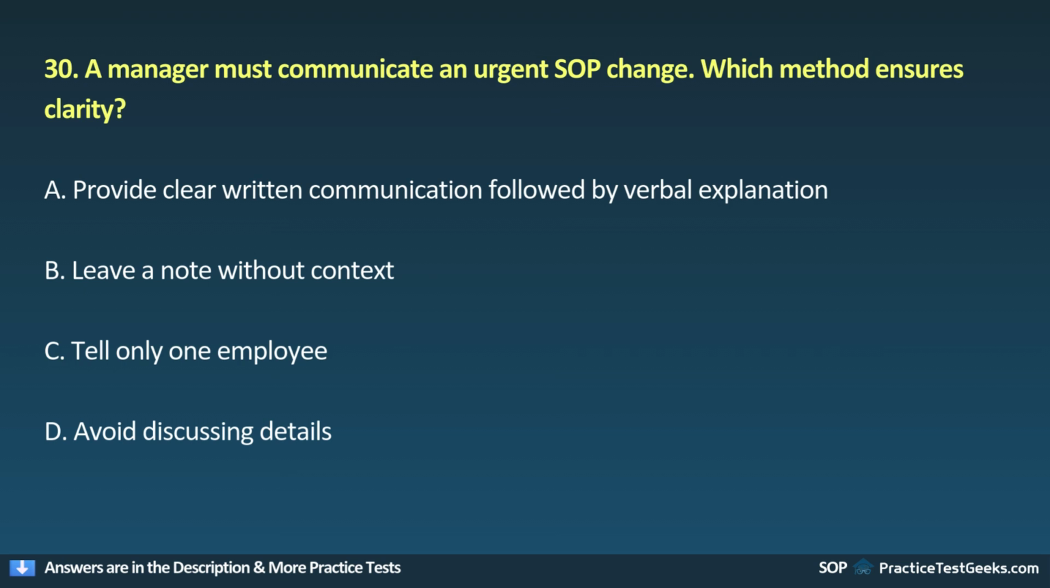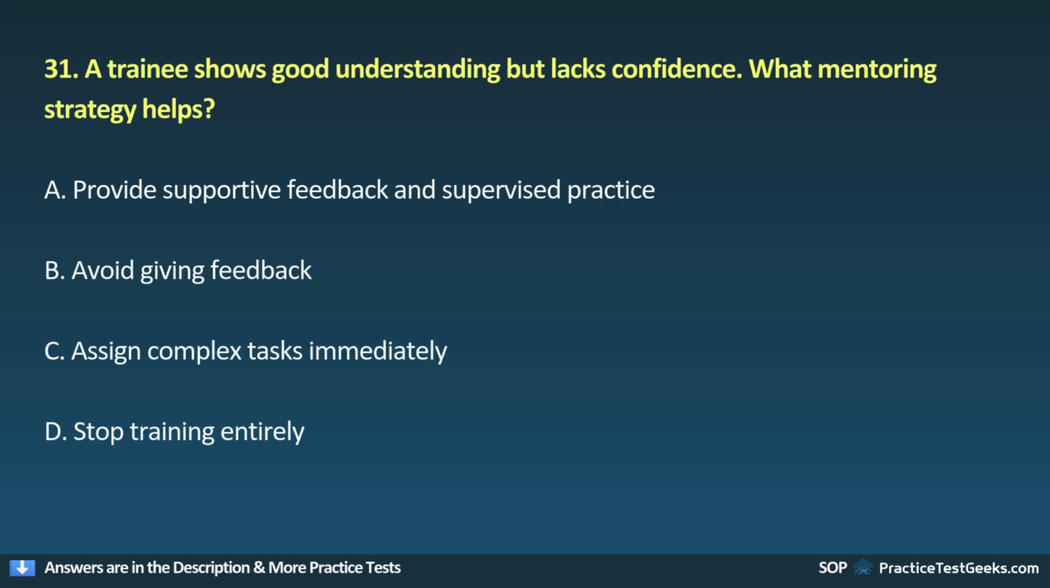B. Leave a note without context. C. Tell only one employee. D. Avoid discussing details. 31. A trainee shows good understanding but lacks confidence. What mentoring strategy helps? A. Provide supportive feedback and supervised practice.